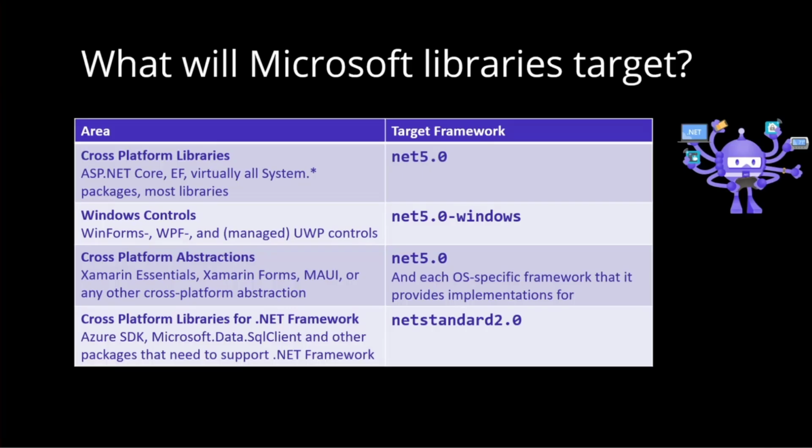So what will the Microsoft libraries target? What are the things that Microsoft is building? Well, we have the cross-platform libraries for ASP.NET Core, Entity Framework, all the system packages, and most of the libraries that we're building will target net5.0. All of our Windows controls, those components for Windows Forms, WPF, the managed UWP controls, they're all in net5.0-windows. Cross-platform abstractions like Xamarin Essentials, Xamarin Forms, .NET MAUI, or other cross-platform abstractions will be targeting net5.0. Now, MAUI's going to slide a little bit. We'll talk about MAUI in a minute.